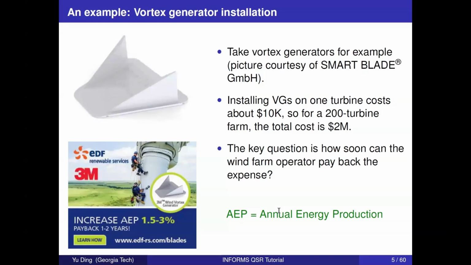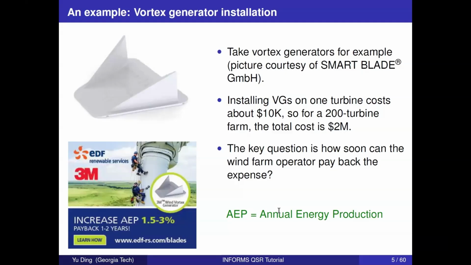The generator itself is not really expensive because the material is not that much, and once the design is there, they can mass produce it. But the installation is going to cost quite a bit of money, roughly speaking about $10,000 per turbine. So if you have a wind farm of about 200 turbines, it's going to cost you $2 million.